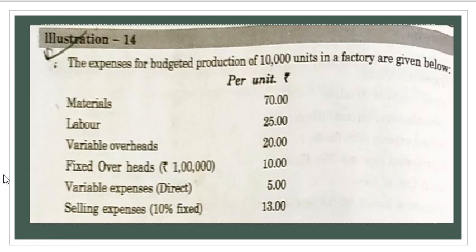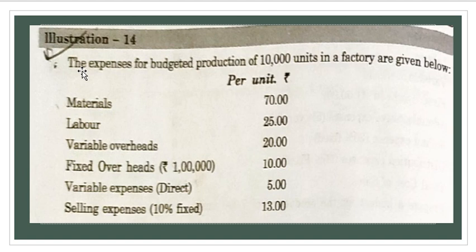The next problem is: the expenses for budgeted production of 10,000 units in a factory are given below. They have given for 10,000 units the material cost per unit, which is 70, labor 25, variable overhead 20, fixed overhead 10, where the fixed overhead total amount is 1 lakh, and the per unit is given, which is 10.